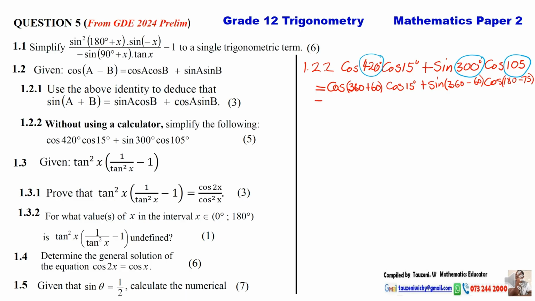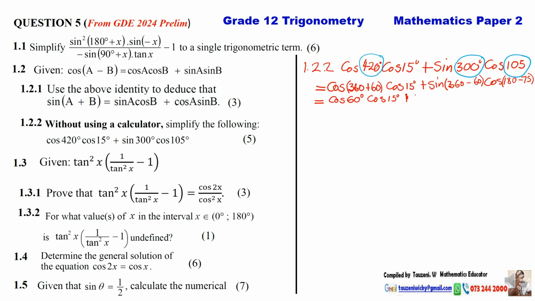This sentence that I just wrote is not necessary to write in an exam, but I'm just writing it to show you where my numbers are coming from. So the first term is equal to cos of 60 degrees. Then I have the cos of 15 degrees. And the next one, the sine of 360 minus 60, that one changes into a negative because it is in the fourth quadrant. So that is the negative sine 60. Now I am applying reduction formulas.